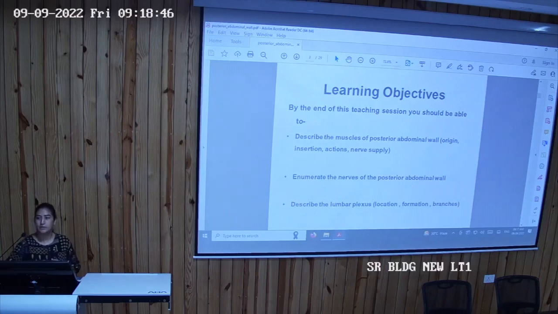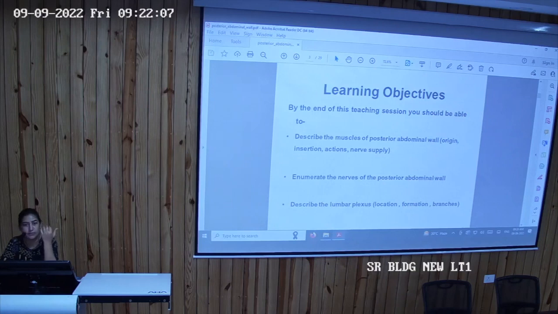Okay, we'll be discussing the posterior abdominal wall. Can anybody tell me what you understand by anterior or posterior abdominal walls? Like in the thorax, you have also studied the anterior thoracic wall and posterior thoracic wall. Exactly. So it's a boundary of a cavity. So the wall in case of the posterior abdomen, the posterior abdominal wall, consists of some bones.